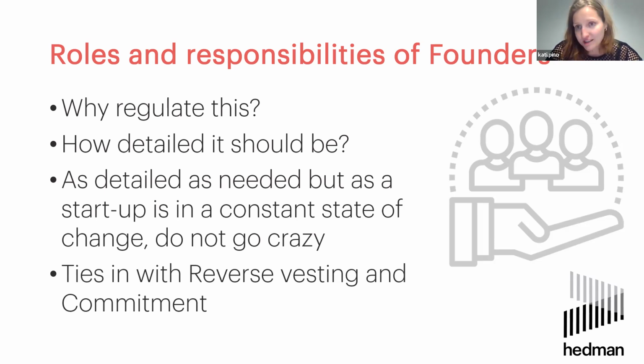It is important because it ties in with the reverse vesting and the commitment of the founders. So if you have very clearly set boundaries between different areas of responsibilities, then you can pinpoint who is the one to blame if the ball eventually drops. And then you can take measures against the person who has dropped the ball on their end.